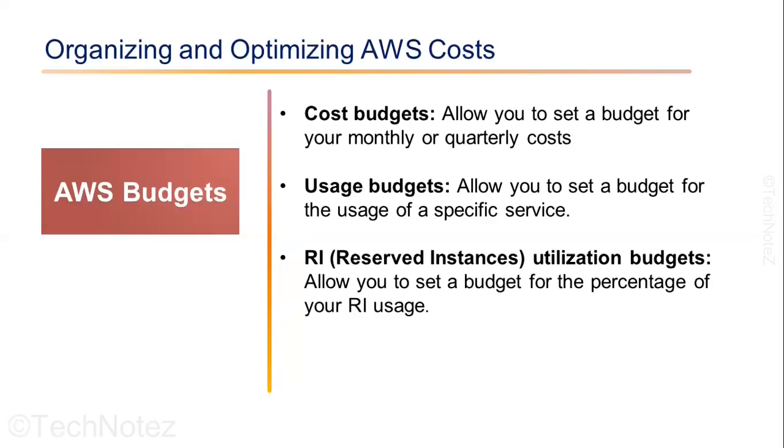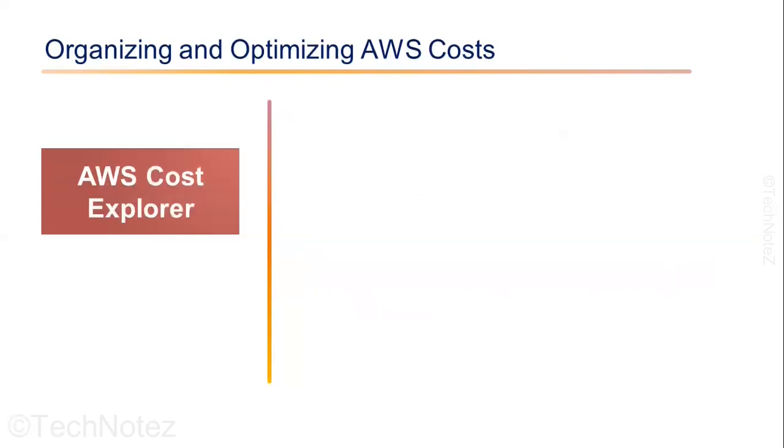You can set custom budget that alerts you when your cost or usage exceeds your budgeted amount. This can help customers stay within their budget and avoid the unexpected charges. If you are an AWS learner, you should definitely set your AWS cost budget to avoid the unexpected bill at the month end. Next, let's talk about the AWS Cost Explorer.